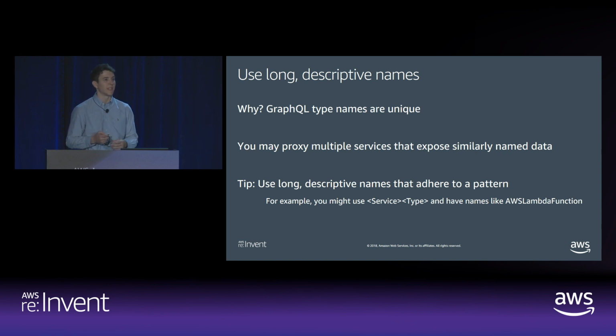It's pretty common in AppSync to see people proxying AWS APIs. So this is something we see often where they'll come up with a convention, and you'll have a service prefix and a type postfix. And if you stick by that convention and you adopt that early on, you're going to have a much better time and be able to build much larger and more evolvable schemas as you go forward.